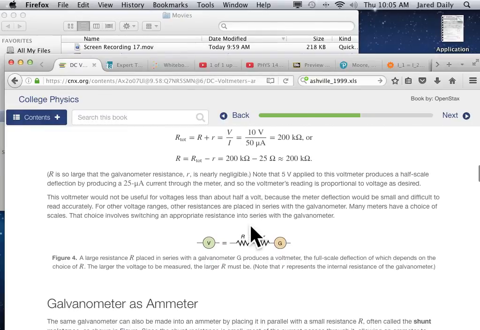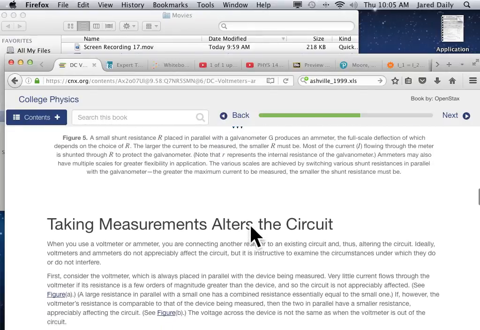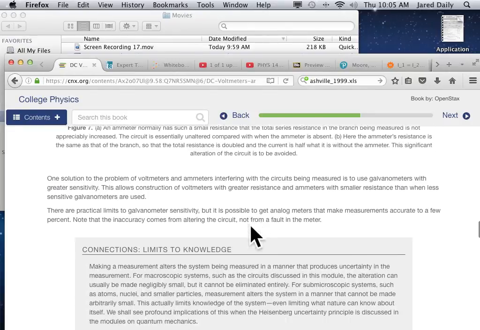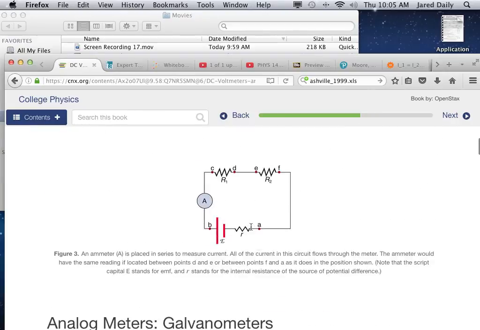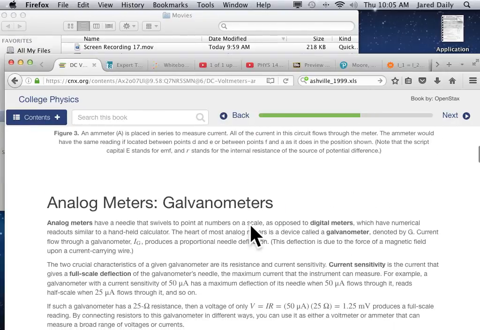Now, there is a difference between the types of meters. There are galvanometers, and they don't have a really good picture of a galvanometer here. There are analog meters, and there are digital meters. Now, let me get my demonstration galvanometer really quick, so you can see what it looks like.